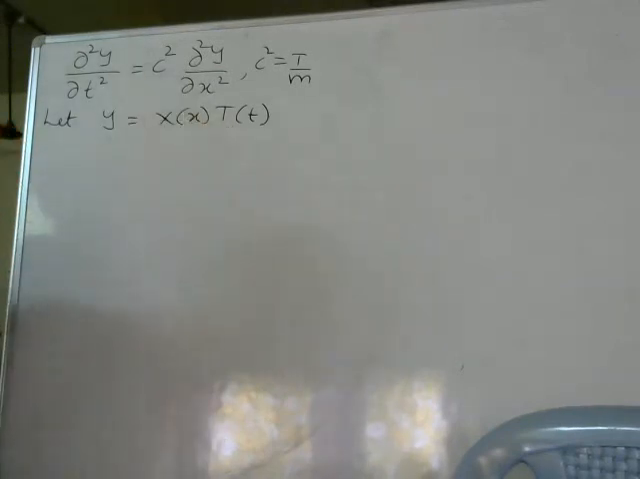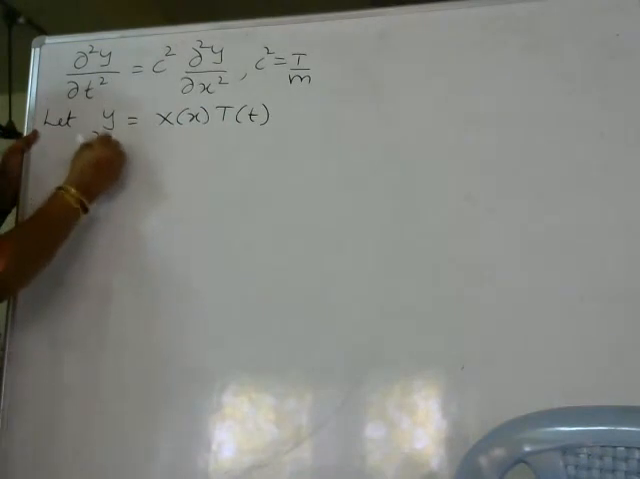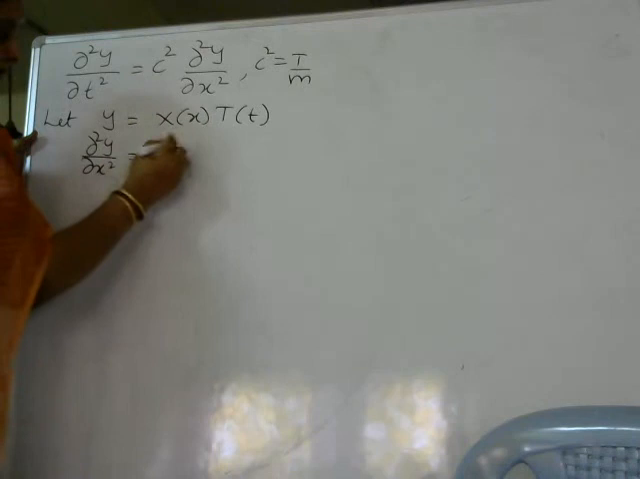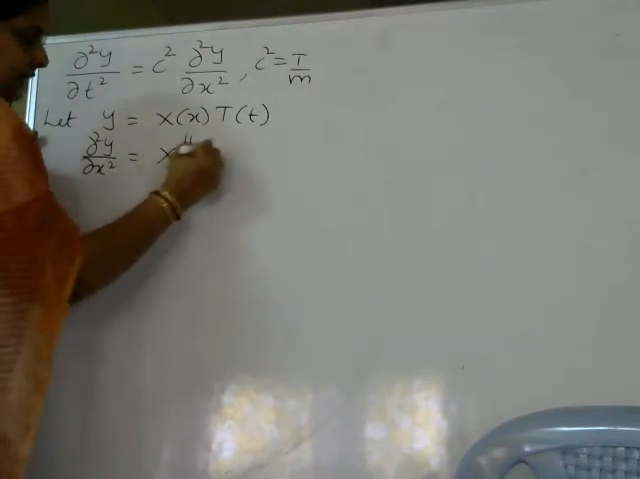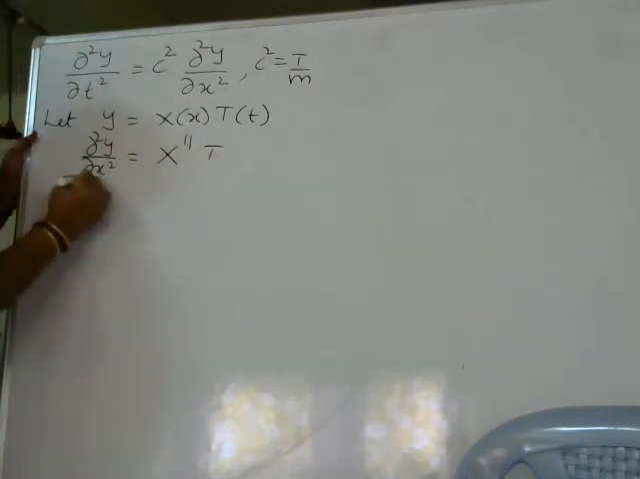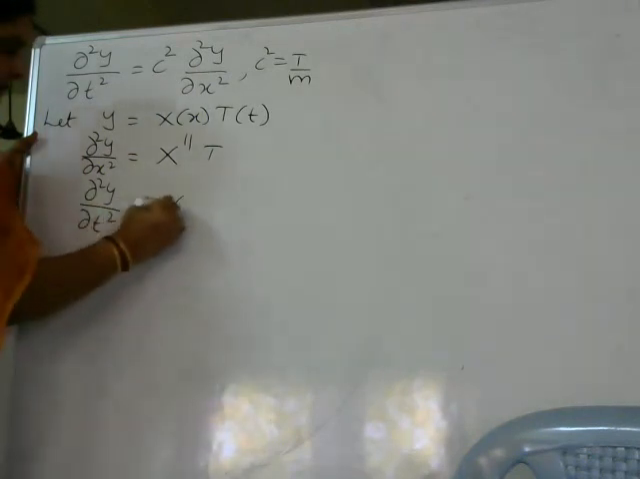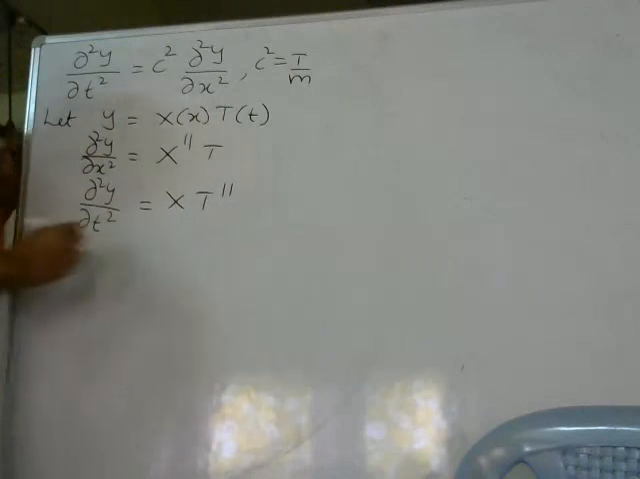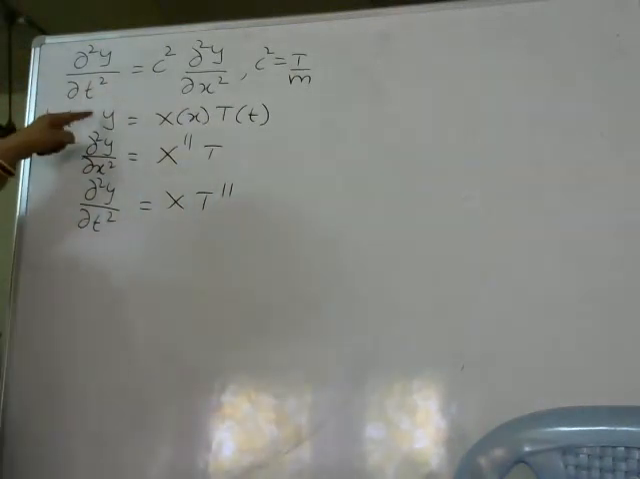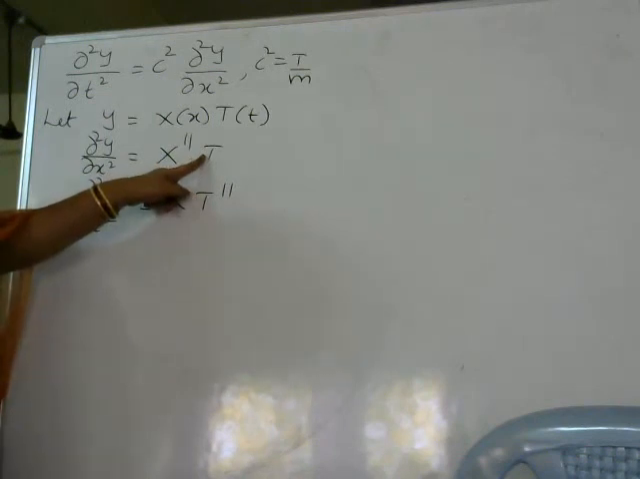Clear? Now we have del square y by del x square in the equation. So what is the value of del square y by del x square? This will become X double dash into T. Similarly, del square y by del t square will become X into T double dash. We are taking the partial derivative of y with respect to x two times, keeping t as constant.